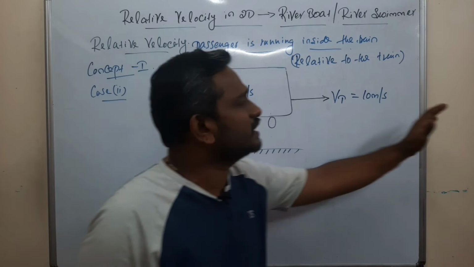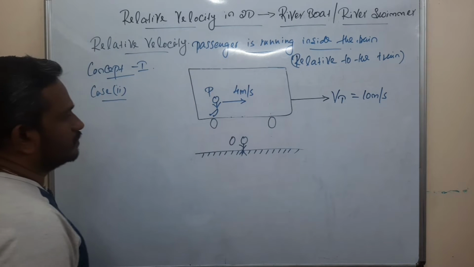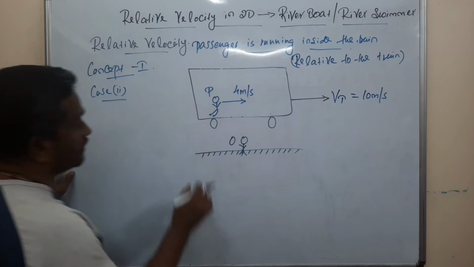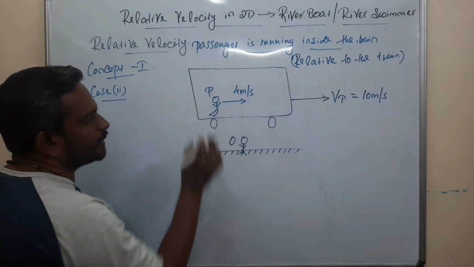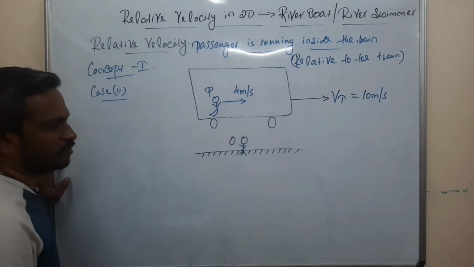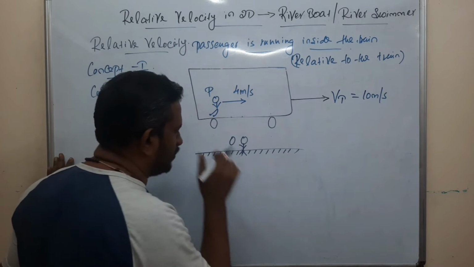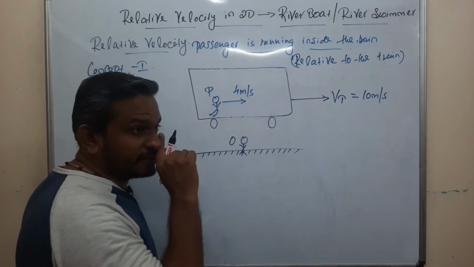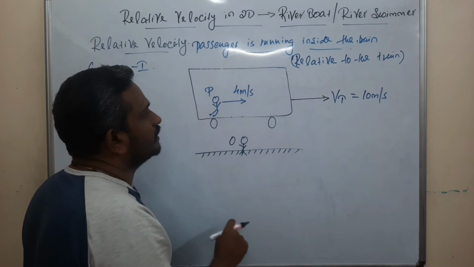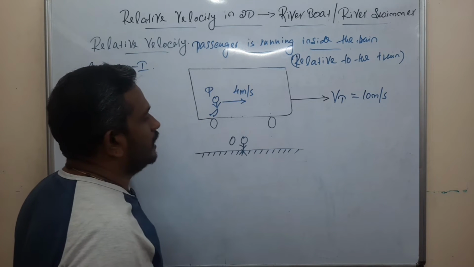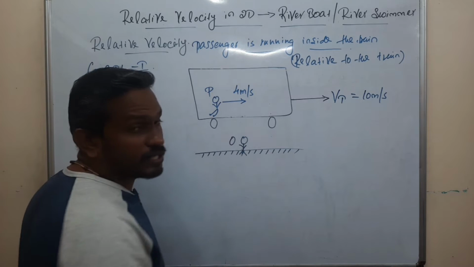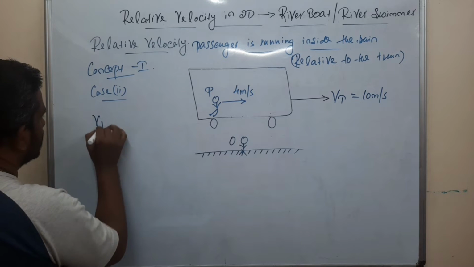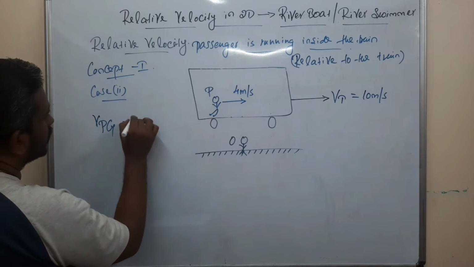The train is moving at 10 meter per second. So we have to find the velocity of the passenger as seen by this observer. Here also it is a platform, and the observer is sitting on the platform. When he observes, what is the velocity of this passenger with respect to this observer? So the velocity of the passenger with respect to the ground, we have to find that.